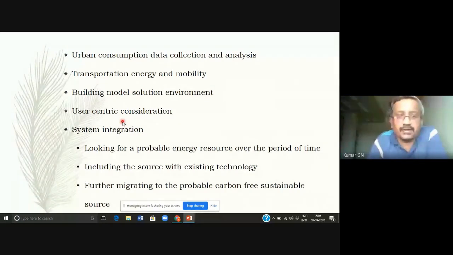So next is system integration. With respect to sustainable energy, we have to see the locally available energy sources. For example, take biodiesel. Assuming that wasteland is there, we can grow jatropha seeds and convert jatropha into oil, that is biodiesel, and that can be used in the existing IC engine. Or we can go for hydrogen.